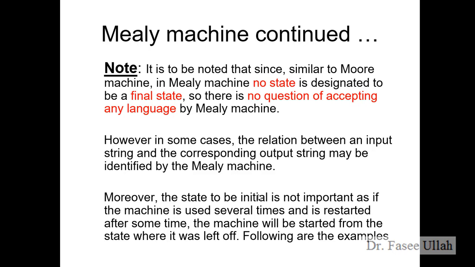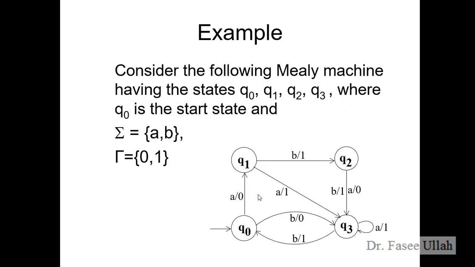Moreover, the state being initial is not important, as the machine is used several times. It is started after some time. The machine will be started from the state where it was left. So it means sometimes the input value could be changed in the middle, and we can start from that point as well. It depends on the input string which we run on the machine. So we have some examples on these.